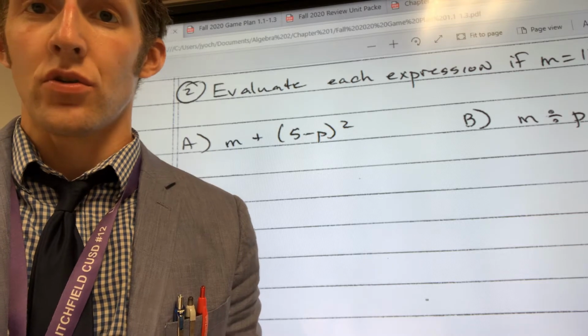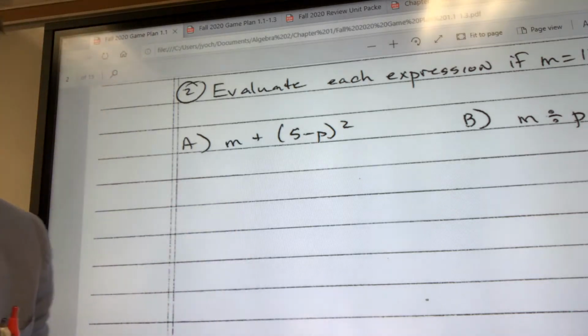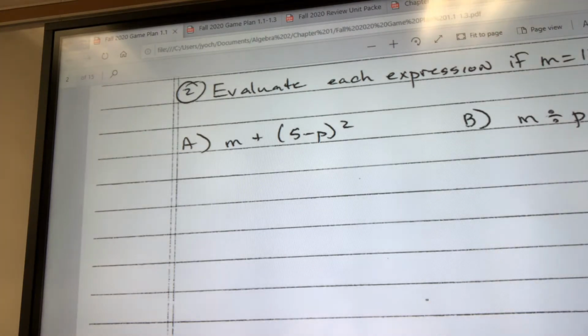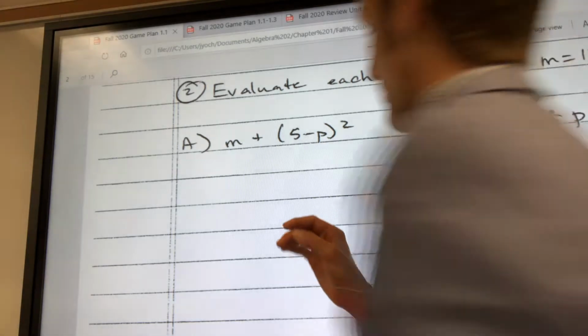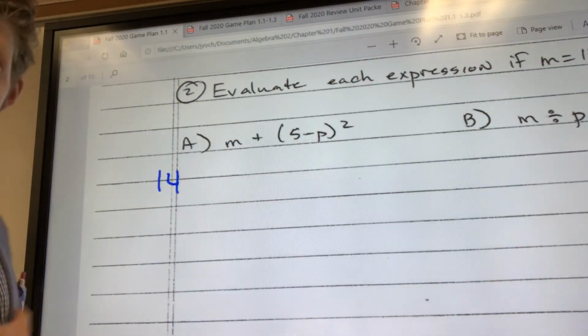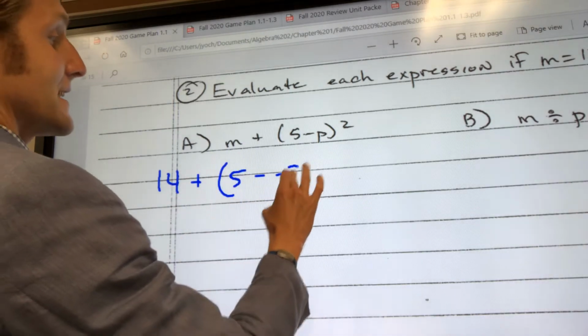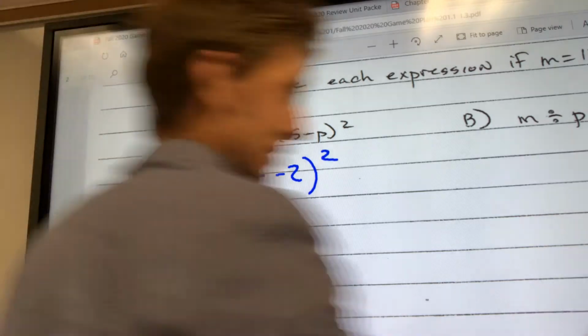All right, so what we got here, this is page 1. Number 2, we're going to try to make a good video here. Number 2 says evaluate each expression if m is 14 and p is -2. So we're going to plug 14 in for m, plus 5 minus a -2. And then I'm going to square it.